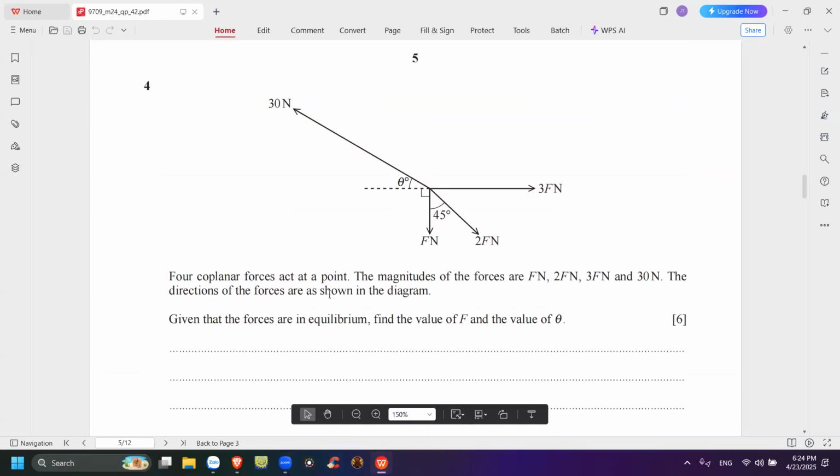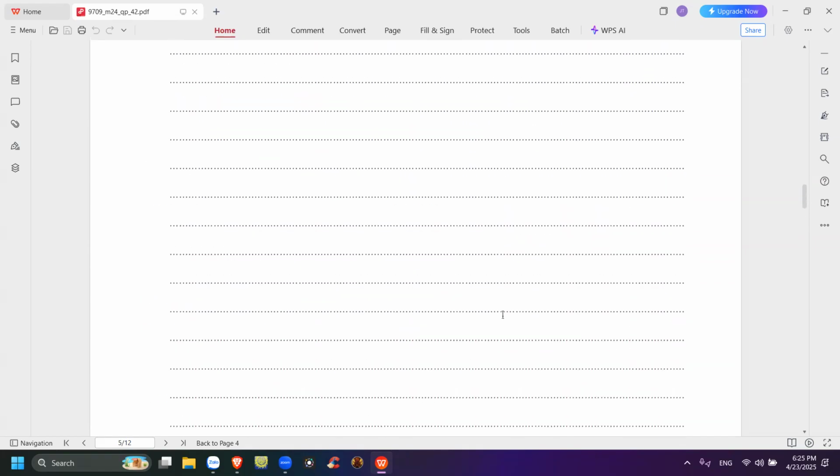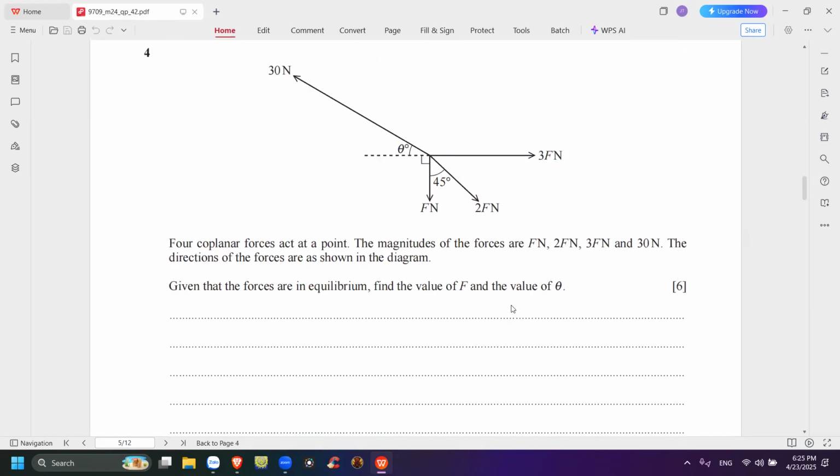Okay, number 4. Four coplanar forces act at a point. The magnitudes of the forces are F newtons, 2F newtons, 3F newtons, and 30 newtons. The directions of the forces are shown in a diagram. Given the forces are in equilibrium, find the value of F and the value of theta. 6 marks. And that's it. Yeah, you know what to do, I think. Yeah, I think this one I know.